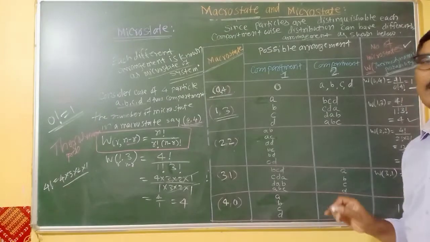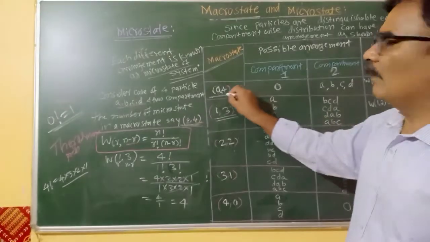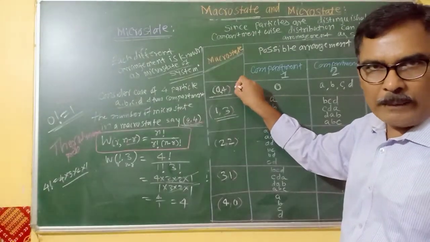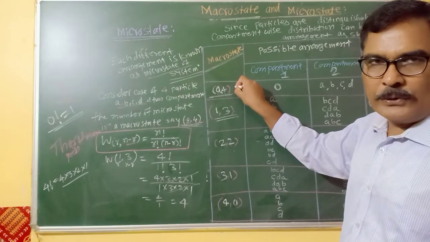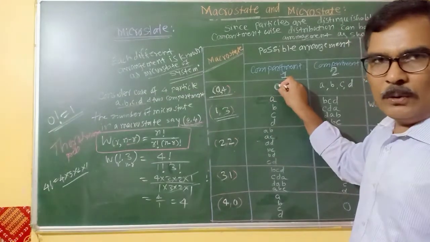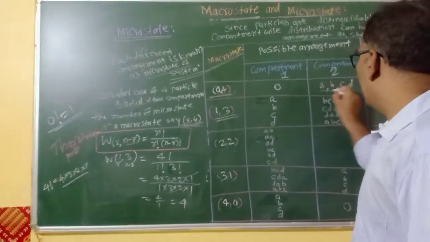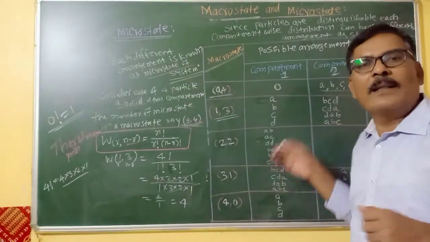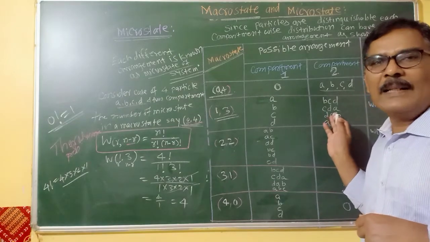Now first of all we have to consider the first macrostate. First macrostate, what is the condition? 0 and 4. First compartment 0. All remaining particles, A, B, C, D, where? In compartment number 2. Where? In compartment number 2.